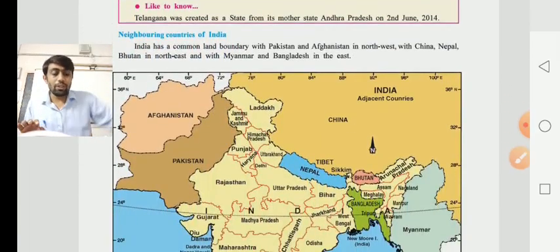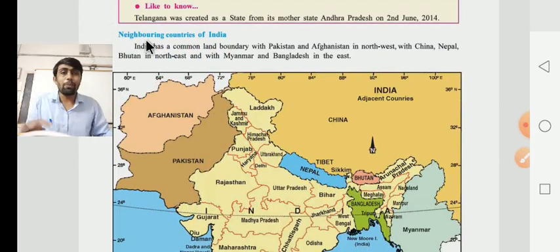Now, dear children, we will give the information about the neighboring countries of India. India has a common land boundary with Pakistan and Afghanistan in the northwest direction. Dear children, you have to see, this is the map of India. Here Pakistan is there, Afghanistan is there. It means in the northwest direction we have a boundary with Pakistan and Afghanistan.